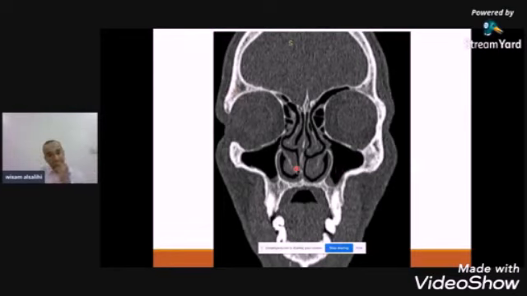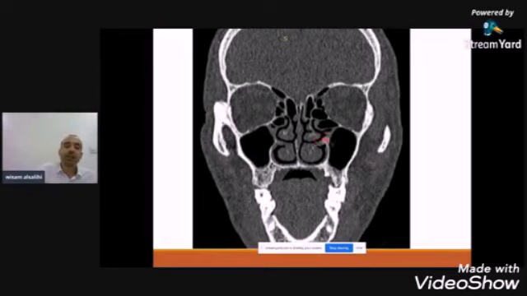More posteriorly, we see the uncinate process hugging the agger nasi cell and constituting the medial wall of this agger nasi cell. More posteriorly, the bulla ethmoidalis starts to appear. This is the bulla, and this is the middle turbinate attachment cephalad to the skull base. This is the bulla ethmoidalis.